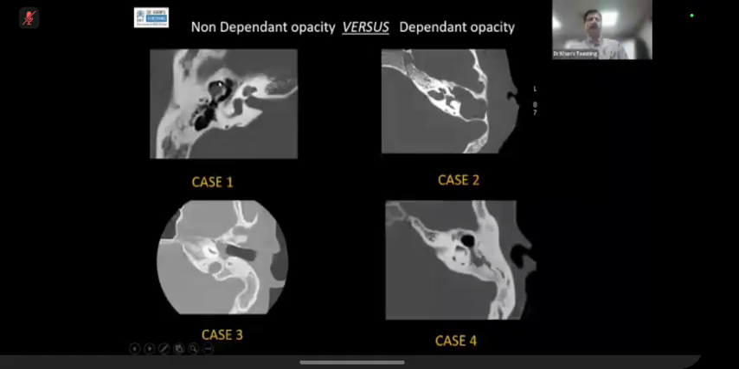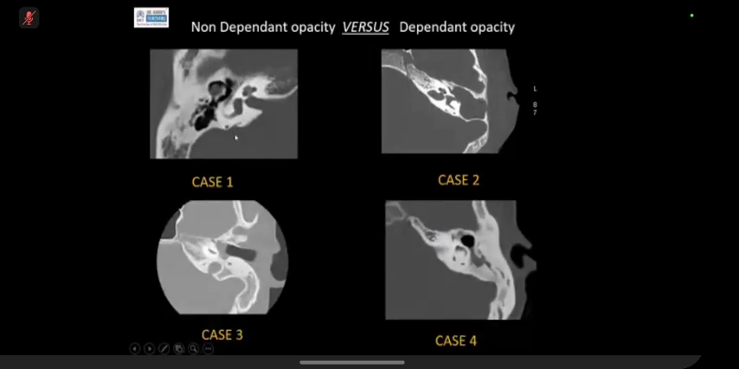Now look here, candidate 1. If I tell you that this is a cholesteatoma, can you prove me right? Sorry, candidate 2. Can you describe it? What's happening?